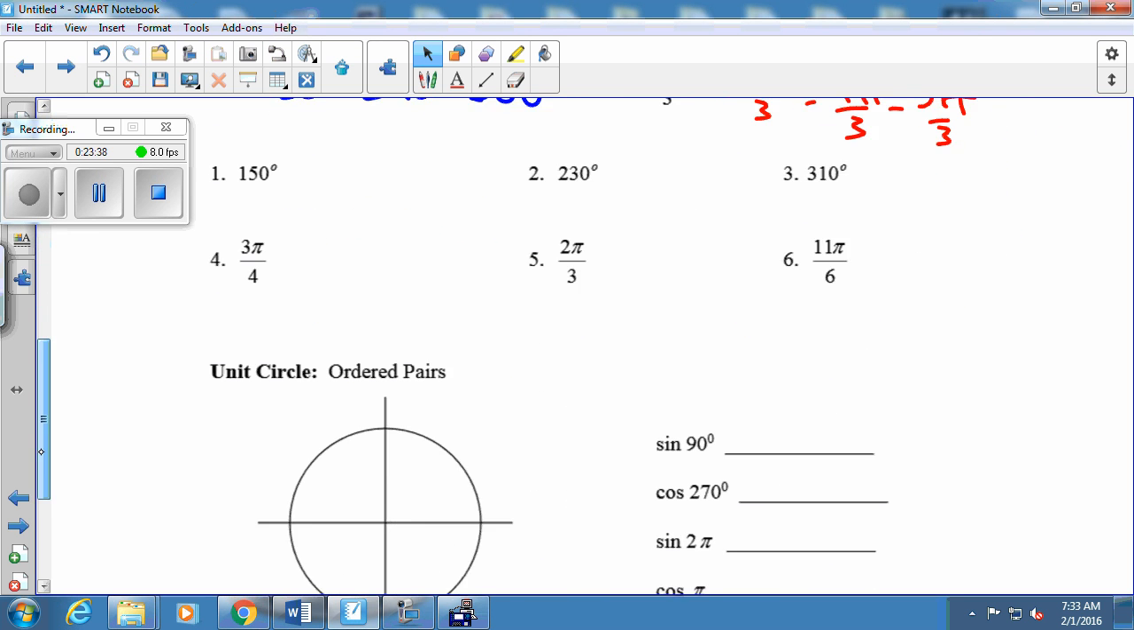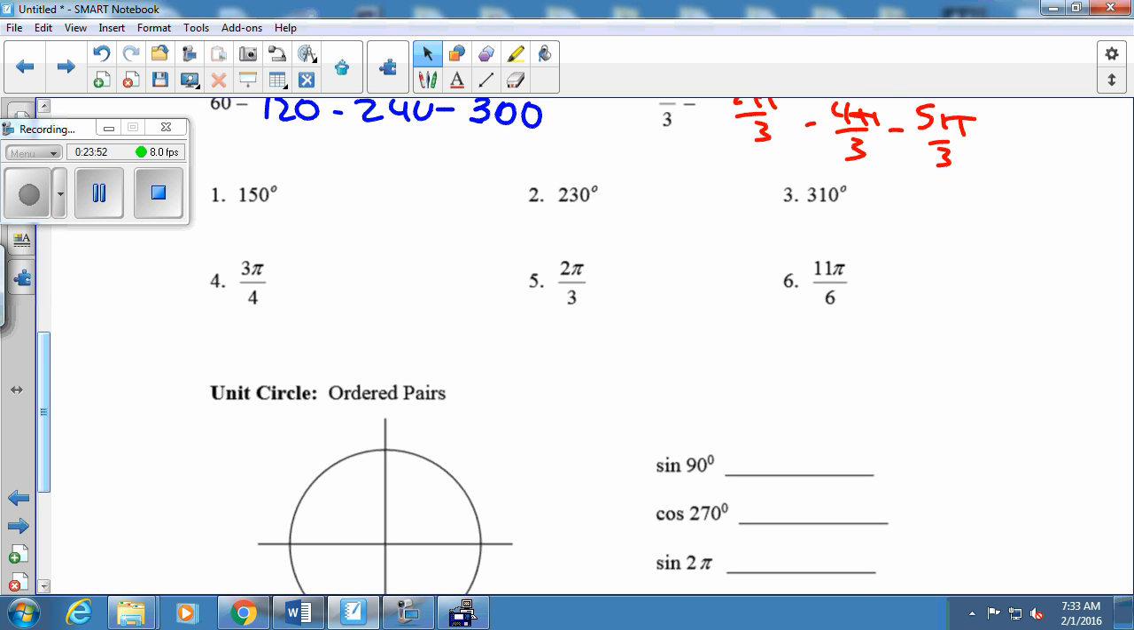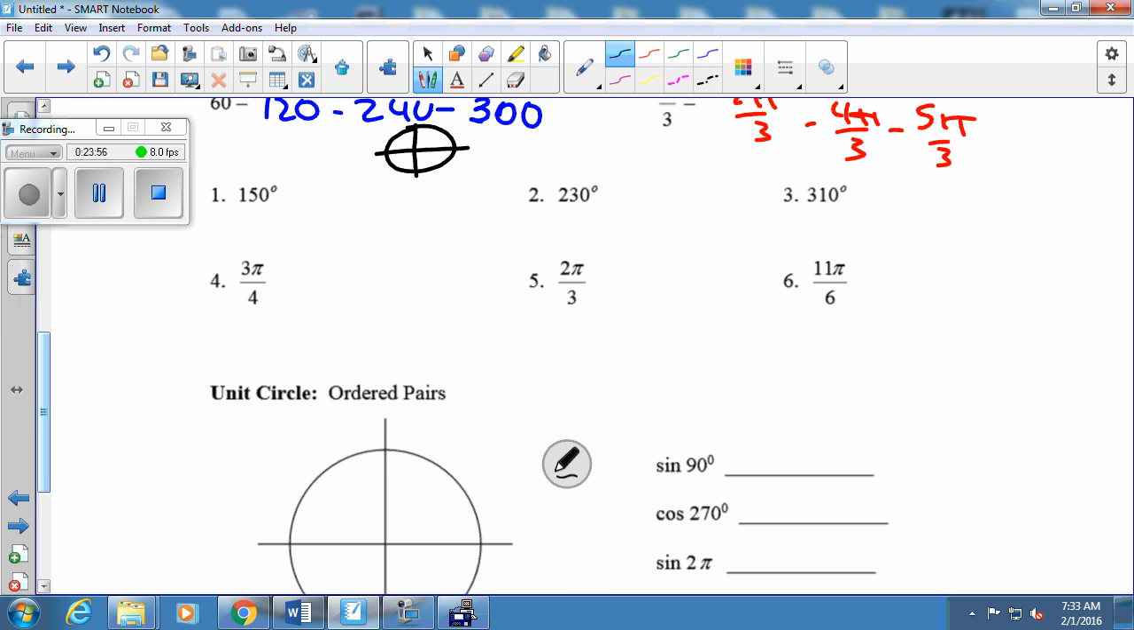Okay, so what if I give you these and say, I want to know the angle in quadrant 1 in which these are equivalent to? How would I do that? This is a little bit harder. What would I do? Who am I always measuring off of? The x-axis, exactly. So I have to ask myself, how far away is 150 from the x-axis? How far away is it? 30 degrees.